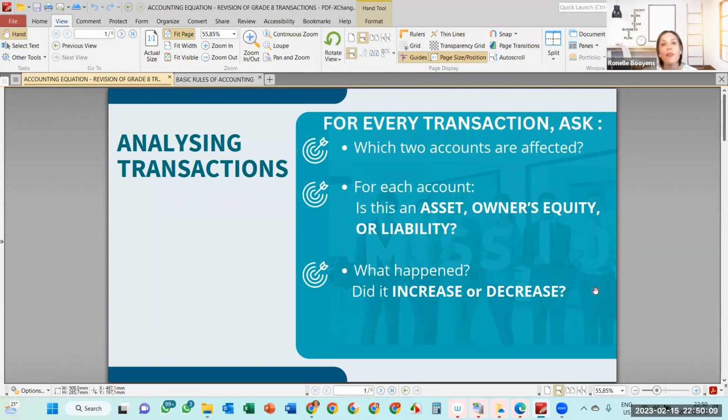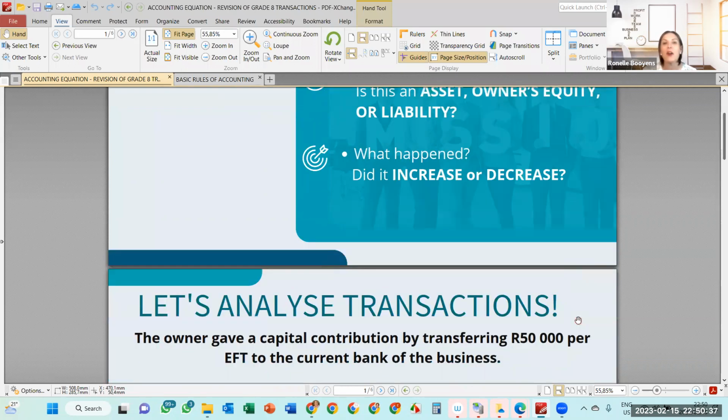And then you ask yourself, what happened with this account that I've identified? Did the account increase or decrease? Write it down. Next one, for this account, did the account increase or decrease? Write it down. The moment you've done this part of the work, the moment you've run through all these questions, you've got all the answers, and you can literally go and plonk it on your accounting equation table. All right, so let's go on.